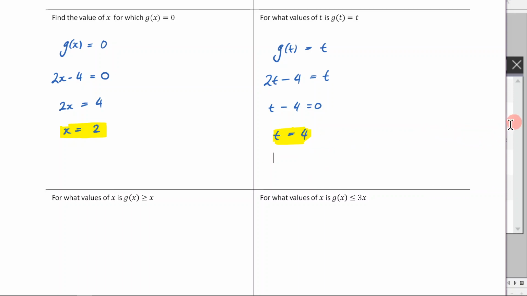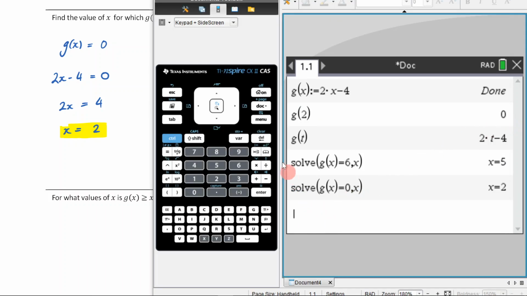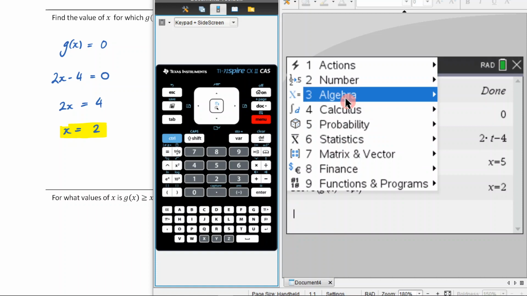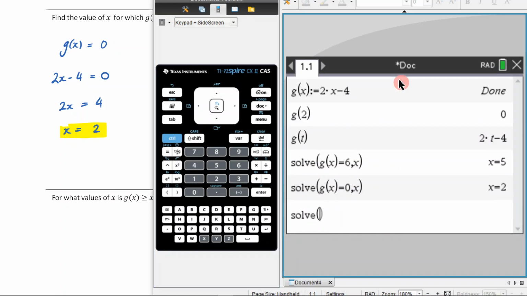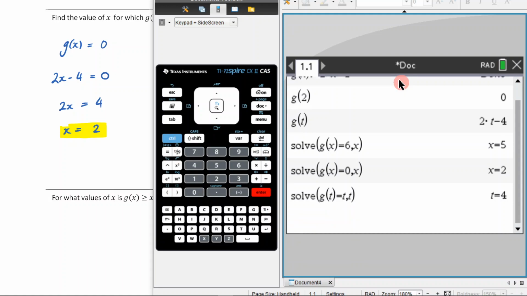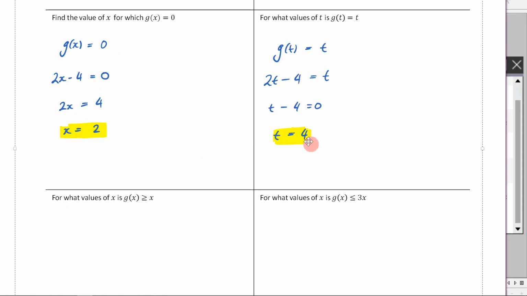All right, so let's come over here and see if we can do this with our CAS. We're going to go menu, algebra, solve, and then I've got g of t is equal to t, and I'm solving it for the t value. So we go comma t, and then I get t is equal to 4, which is what we got there.